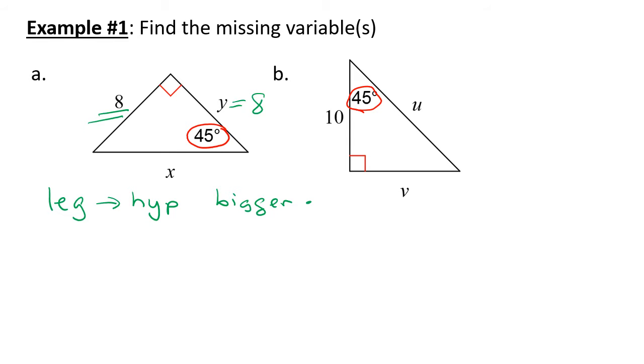So to go from my leg to my hypotenuse, x is going to be the leg length times the square root of 2. Sometimes there is more math to do, and sometimes there is not more math to do. Lucky for us, that's all there is to this problem.